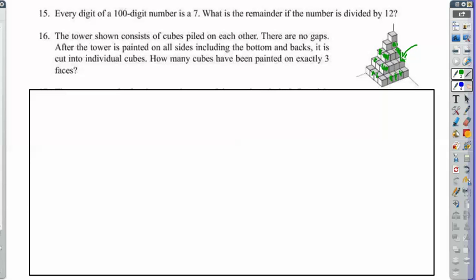So if I were to rotate it around, we'd have something that looked like this. And so this one, this corner, and the bottom corner right underneath there, and there's your 13. So the answer is 13.